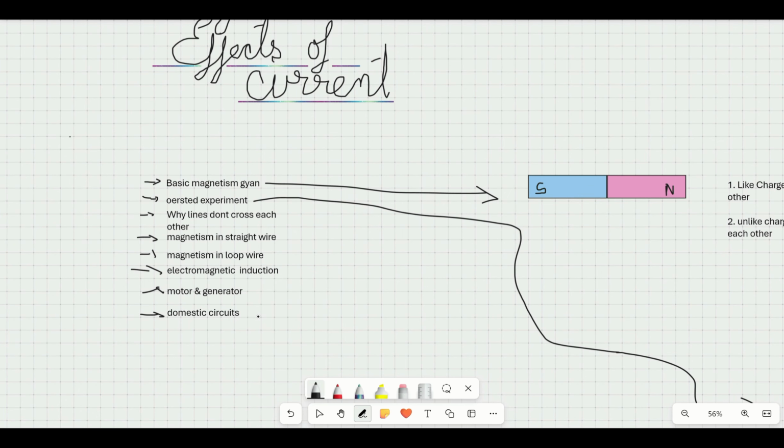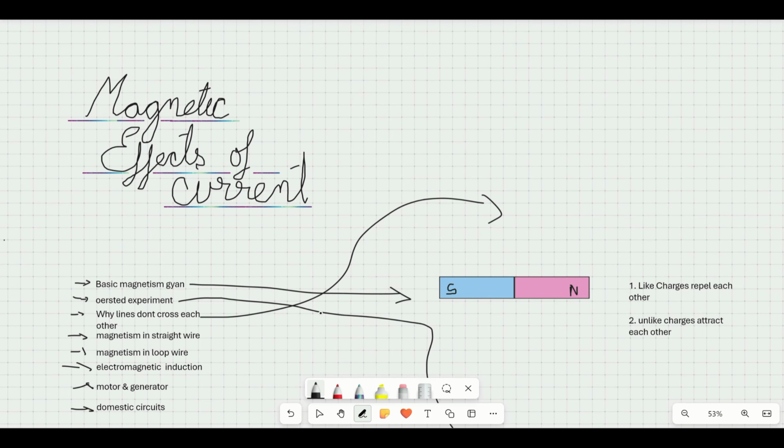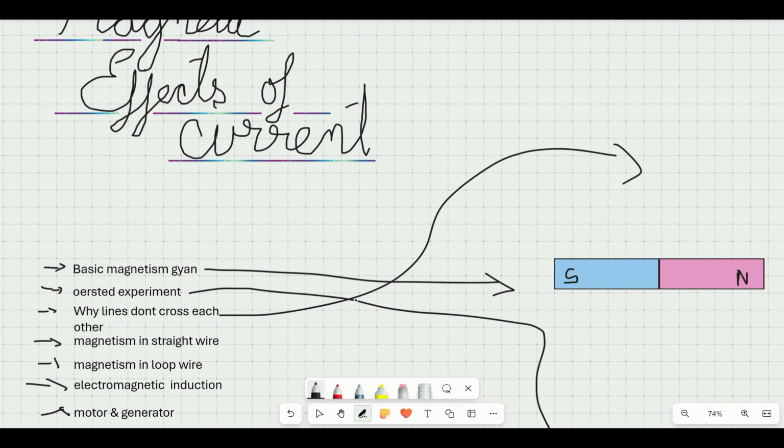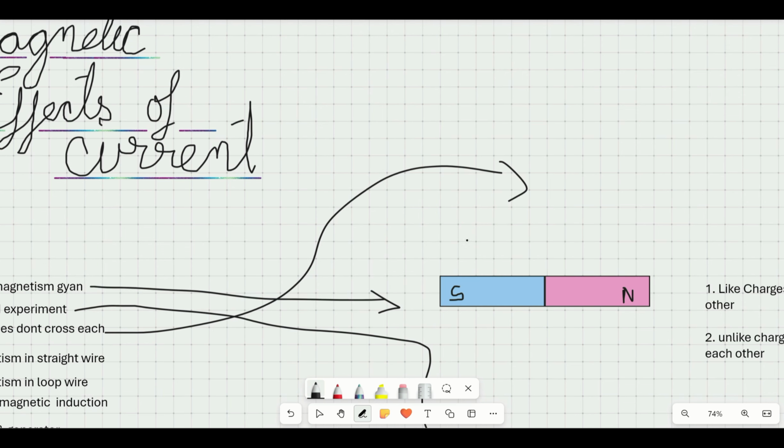Now let's see the next topic, a small one. Why do the lines not cross each other? Let's see this here. If you see here, we see that the lines are not parallel.